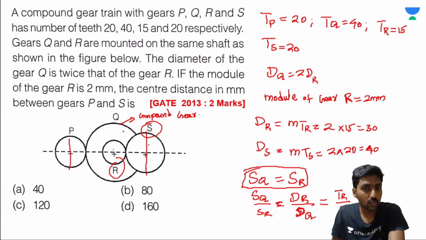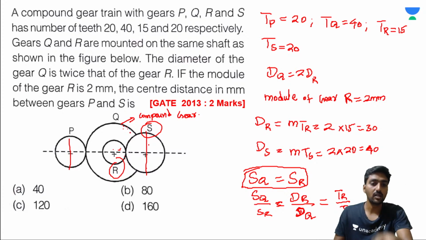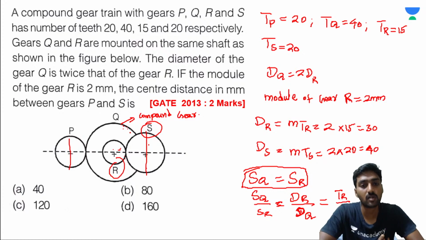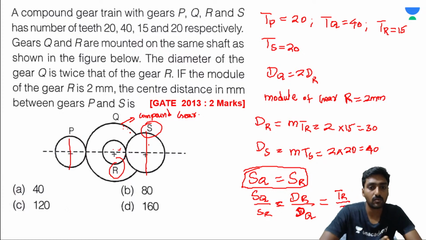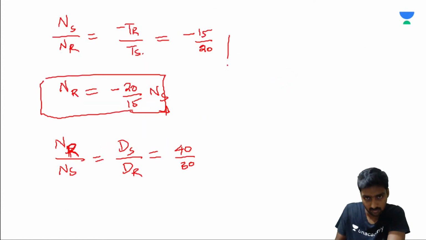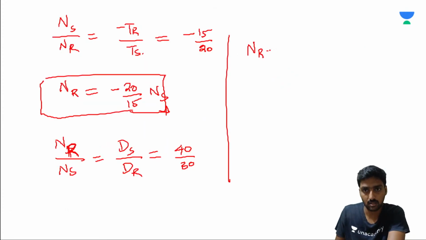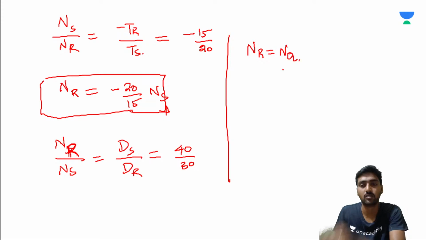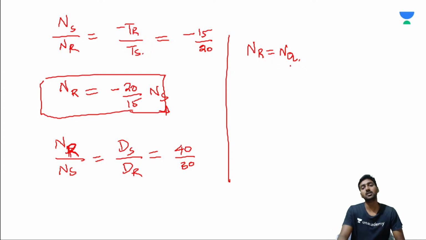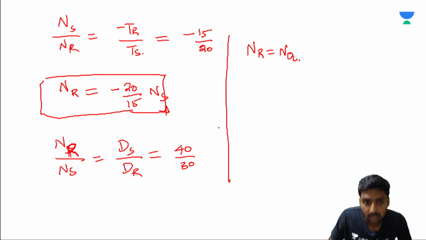Now the speed of nQ and nR is equal. The module of gears R and Q is the same. Yes or no? The module of gears R and Q is equal. Now nR is equal to nQ. The speed does not vary, so we can take the value directly.